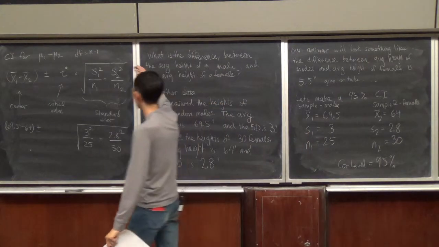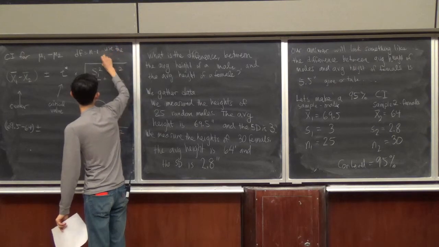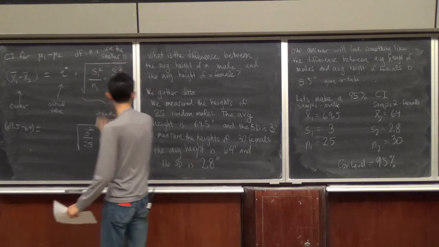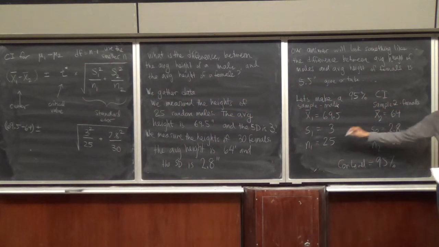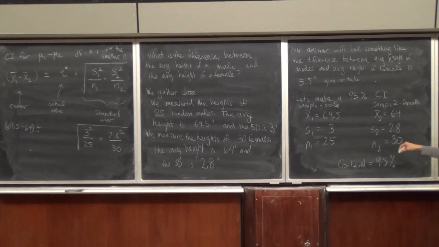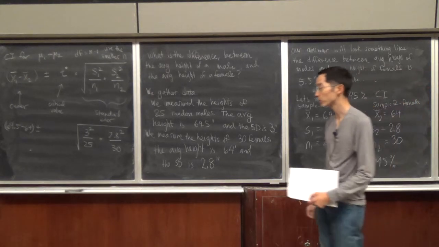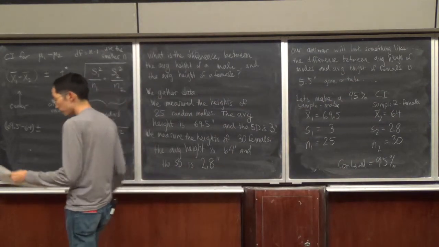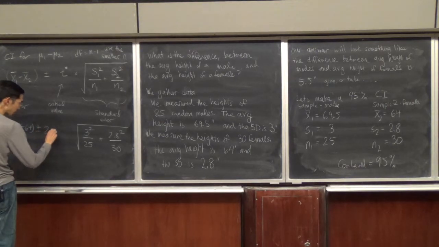So degrees of freedom is n minus 1, but we use the smaller n. My two n's are 25 and 30. I'm going to use 25. 25 minus 1 is 24. I have 24 degrees of freedom, 95% confidence. What is my critical value? 2.064.